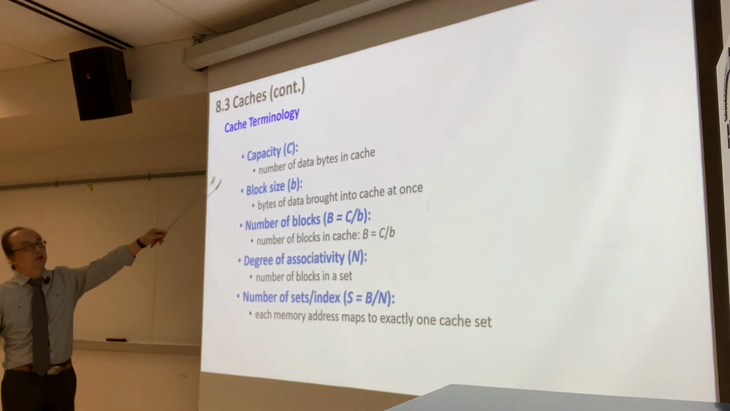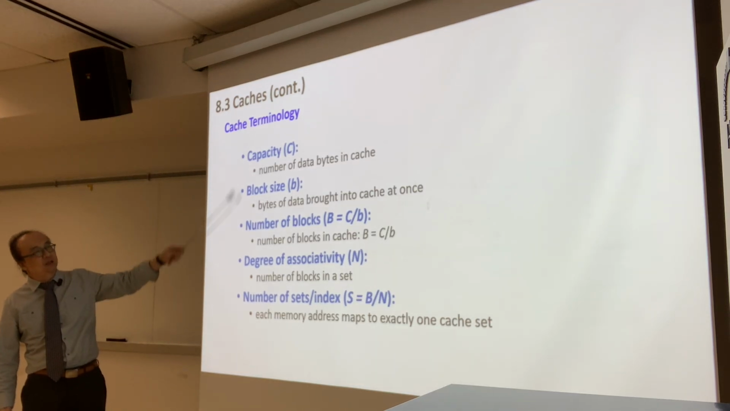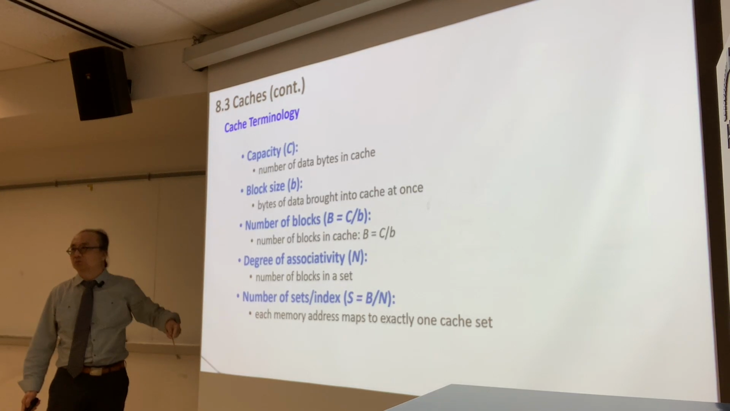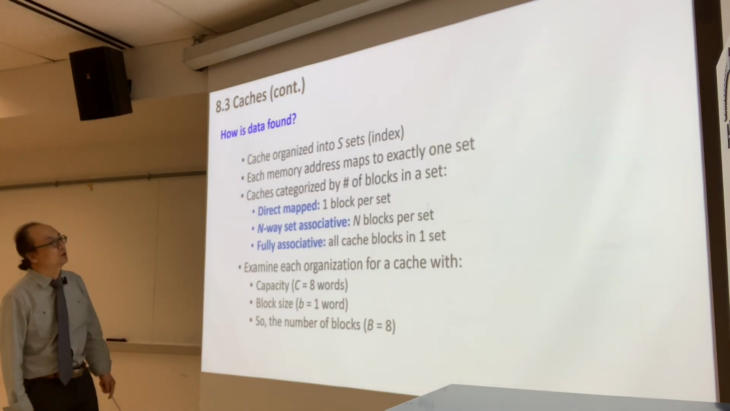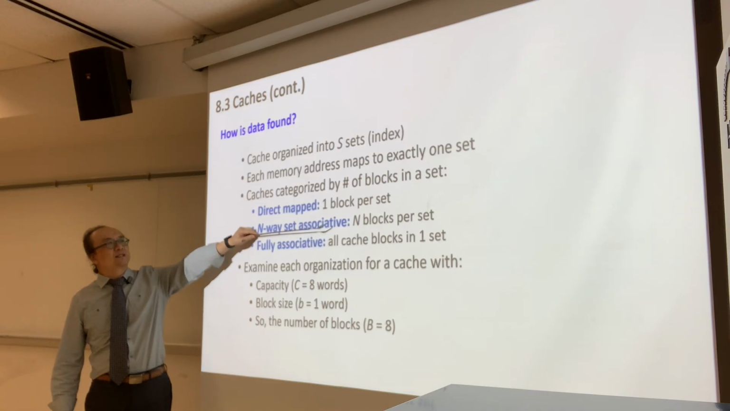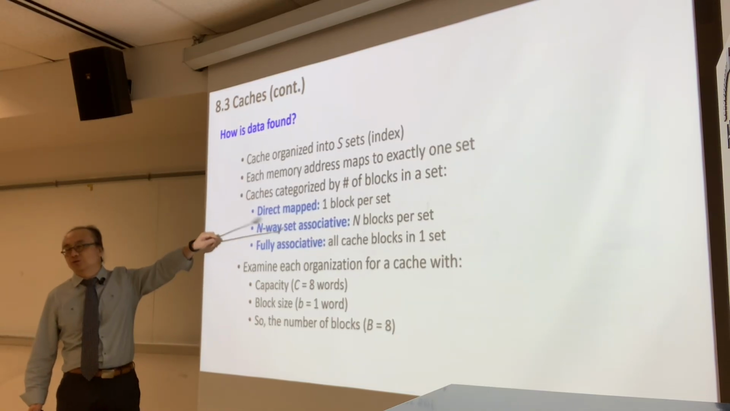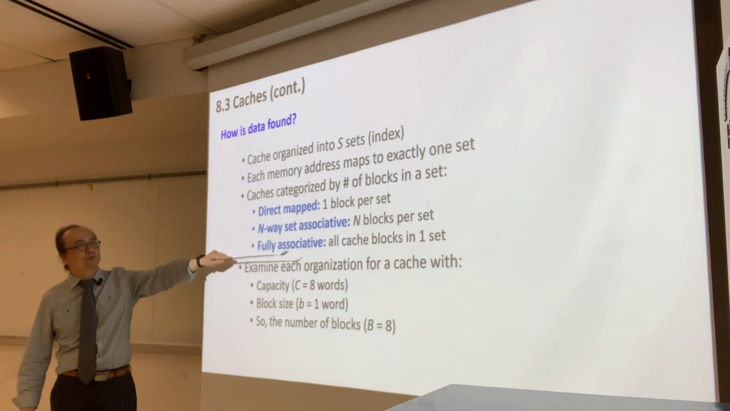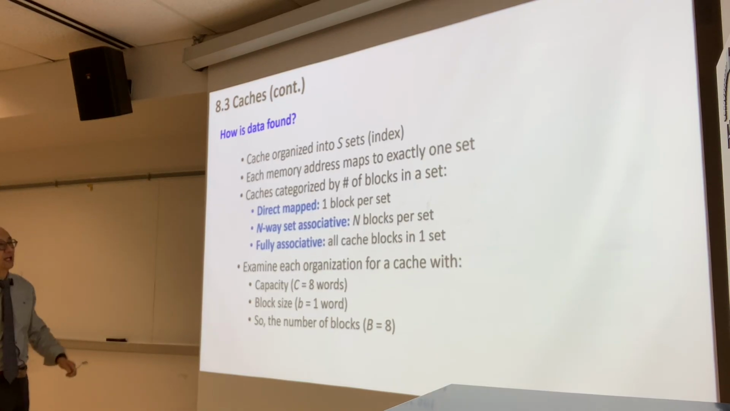And these are the terms that we saw last time as well. I don't have to worry too much about it. We're going to go through all of those. For our class, we're going to look at the direct map, one-way set associative, two-way set associative, three-way set associative, and fully associative cache design.